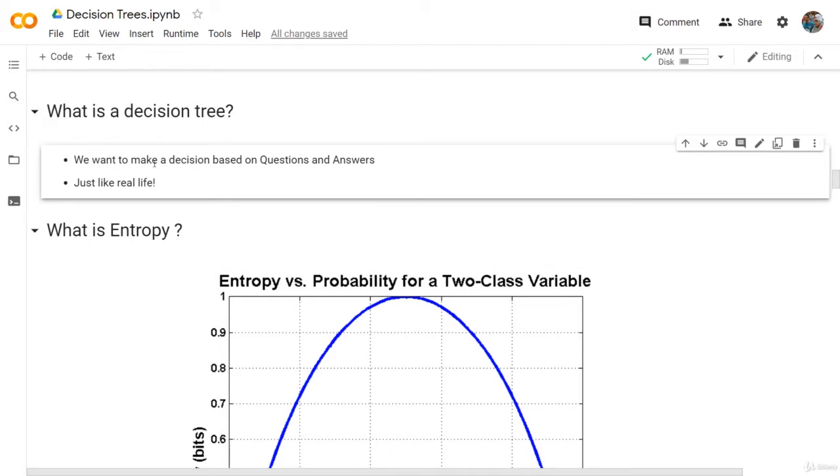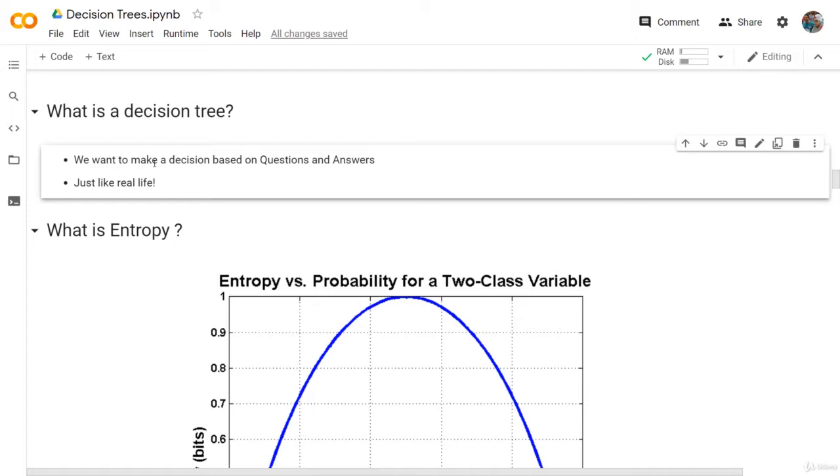Basically, we want to make a decision, right? And we want to make this decision based on questions and answers. So we want to classify a specific input, for example. In order to classify this specific input, we are going to ask some questions and then we will get some answers. And based on these questions and answers, we are going to make a decision. So just like real life.